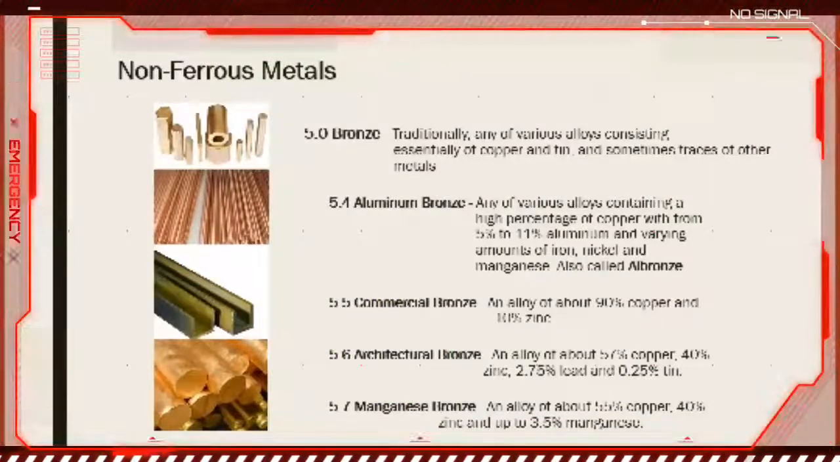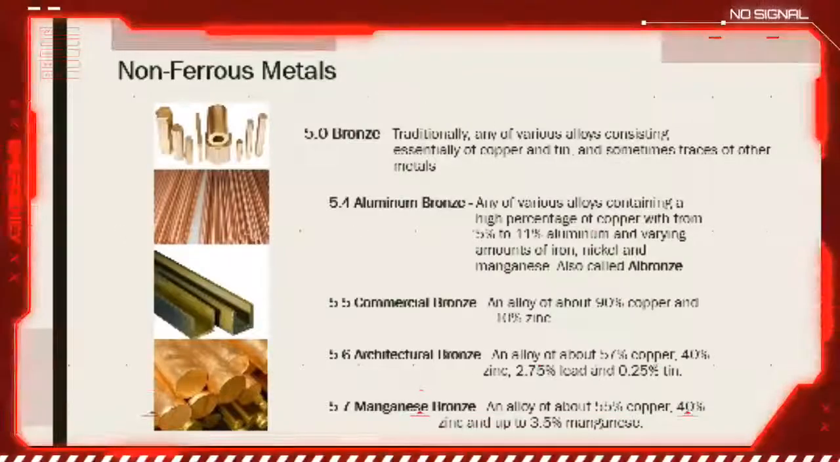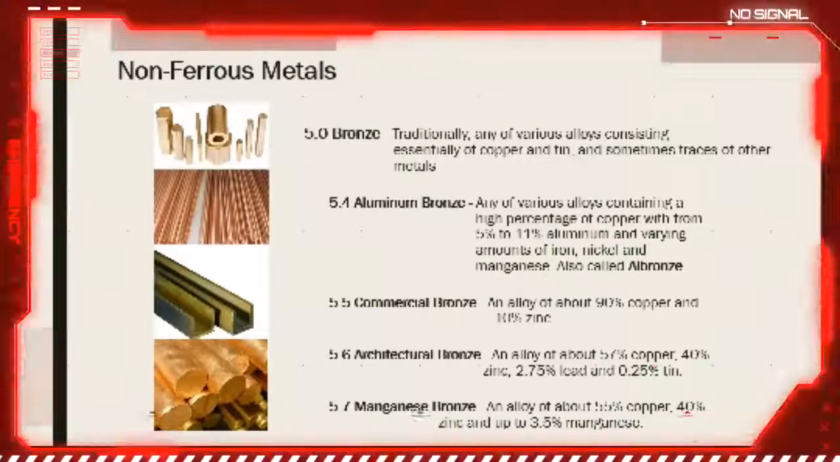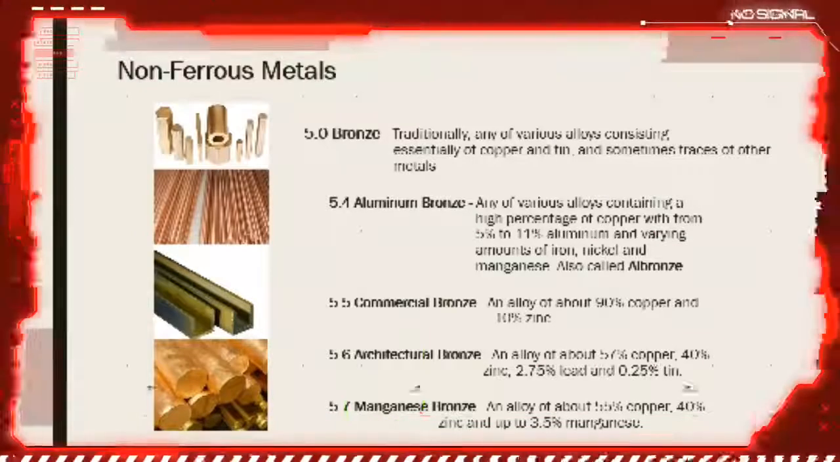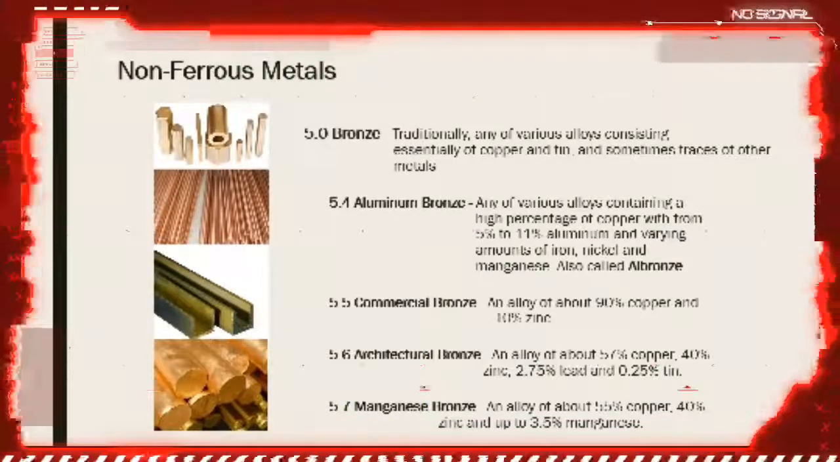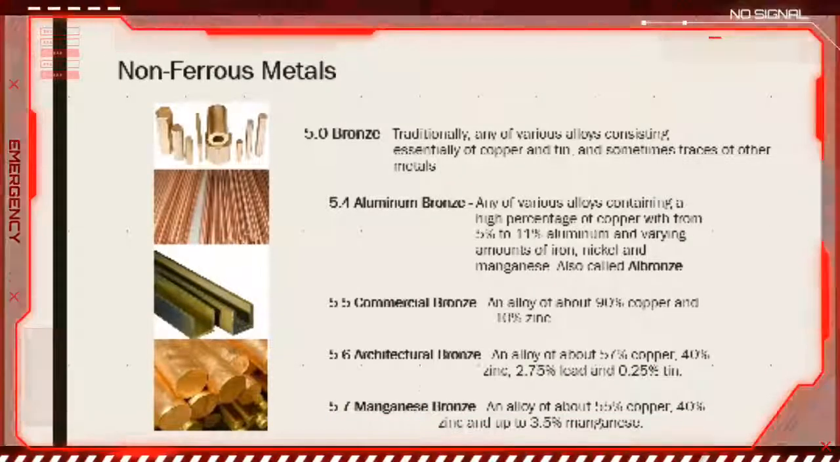Architectural bronze, an alloy of about 57% copper, 40% zinc, 2.75% lead, and 0.25% tin. Manganese bronze, an alloy of about 55% copper, 40% zinc, and up to 3.5% manganese.